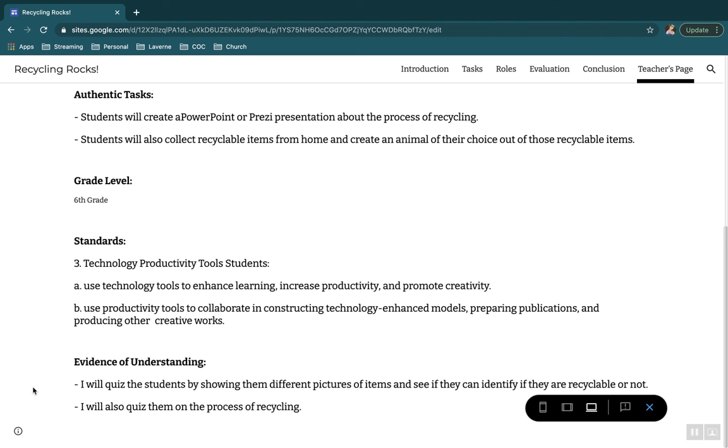This last one, I will be quizzing the students based on the information that they learned to see how well the information stuck in their minds.